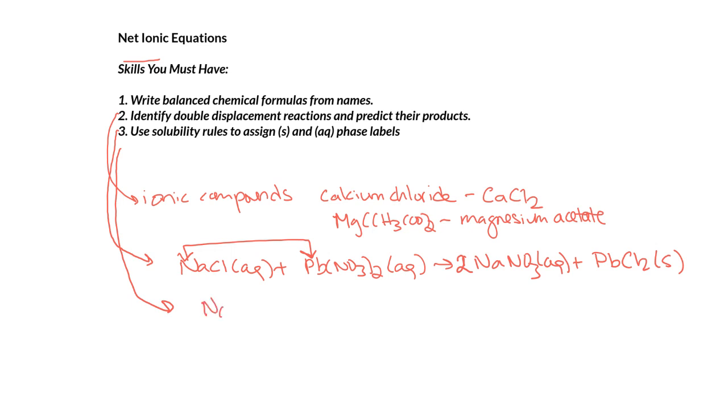Thirdly, going off of what I just wrote, you need to be able to use solubility rules to tell me that sodium nitrate is a strong electrolyte that gets an aq phase label, or lead(II) chloride is an ionic compound that gets a solid phase label as a weak electrolyte. If you can't do any of those three basic tasks, you should go back and review some of the other videos and materials that we went over those in, because those three skills are critical to what I'm going to tell you now.